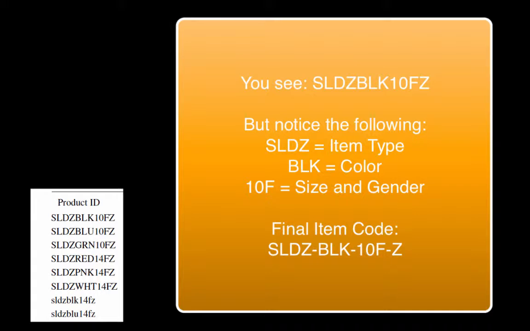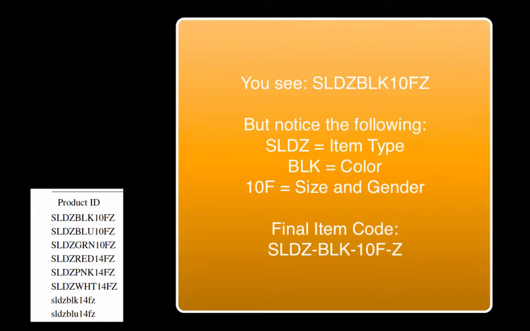So I want you to notice that each of these products is broken into three pieces. You have the SLDZ, you have the BLK, and then you have the 10FZ. So what you have is the item type identifier, the color, and then the size and the gender. You don't need to worry about the Z just yet.